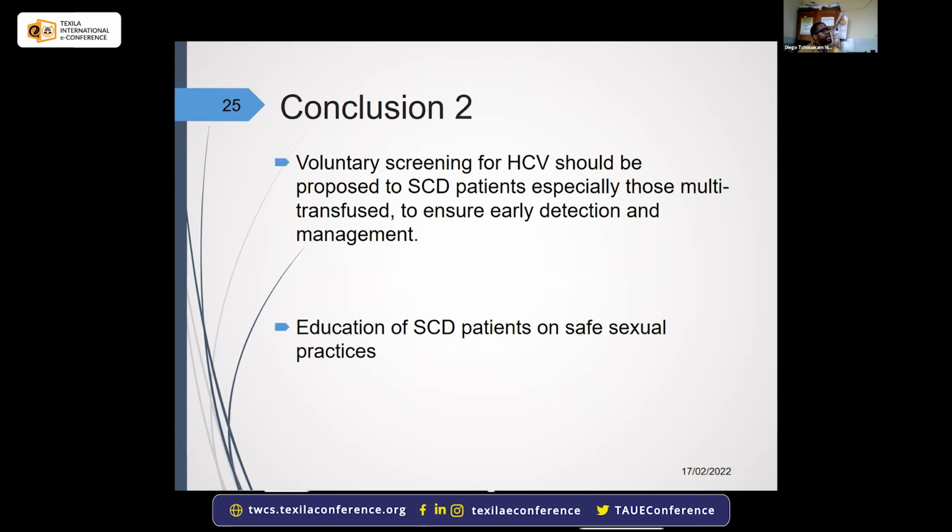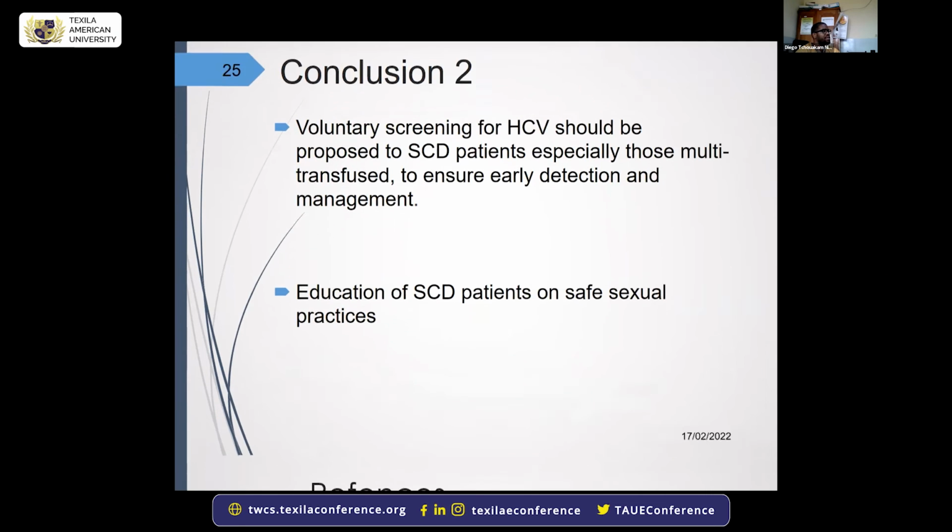In conclusion, we thought of voluntary screening, because voluntary screening is not a priority presently in Cameroon. So we thought that installing a voluntary screening should be proposed to sickle cell disease patients, especially those multi-transfused, to ensure early detection and management of hepatitis C in this population, and education of sickle cell patients on safe sexual practice should be a priority.